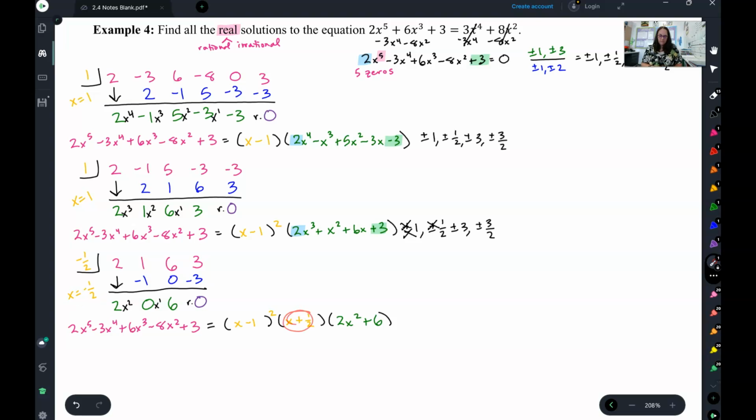So that means my factor is x plus 1/2. So I have x minus 1 squared from the first two synthetic divisions, x plus 1/2 from this synthetic division, and this is what I have left, 2x squared plus 6. Notice that I am finally down to my quadratic, which means I can factor or use the quadratic formula if that doesn't work. So we said at the beginning this was x to the 5th, so we were going to end up doing synthetic division 3 times to get it down to our quadratic. 1, 2, 3. There we go.